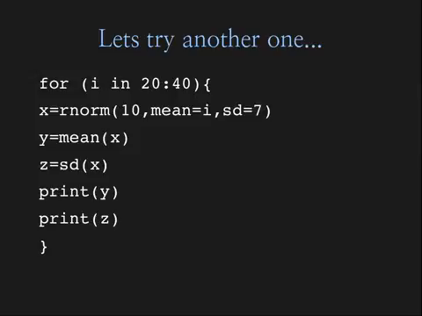So we run this. Here we go. We are given 10 numbers like that. Very good. Okay. So if we go back to what we have up here, I'm going to make x rnorm. I'm going to get 10 numbers, mean of i, so mean of whatever we put in there, and standard deviation of 7. And then for y, I'm going to take the mean of x, z, standard deviation of x, and then I'm going to print y and print z.